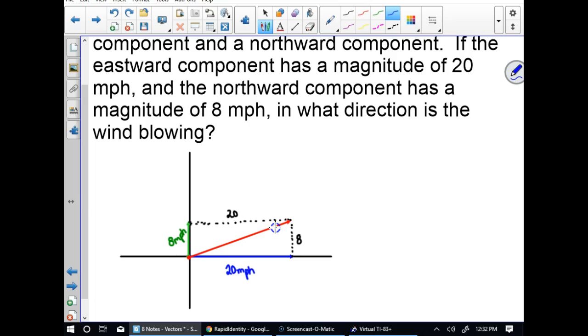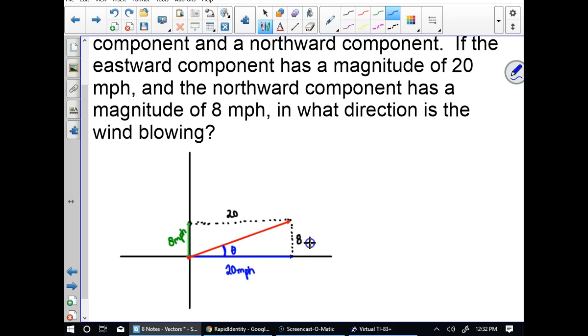It did not ask us to find the wind speed at all. If it did, we would use the Pythagorean theorem, right? We'd do 8 squared plus 20 squared equals c squared, and we would find that wind speed. But it doesn't ask us about that. It only asks us about the direction that the wind is blowing. So we need to find this angle right here.